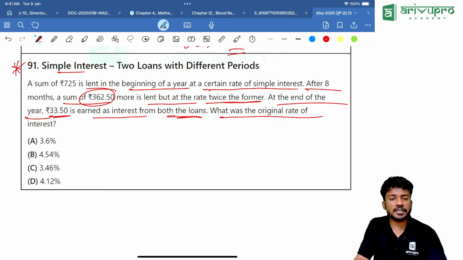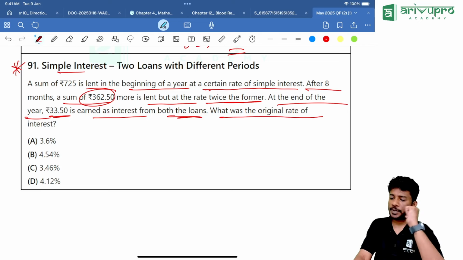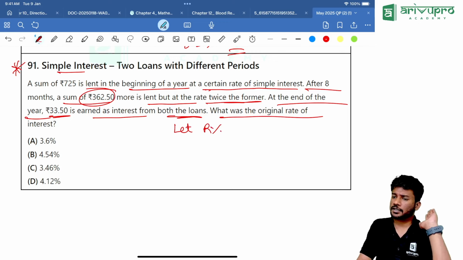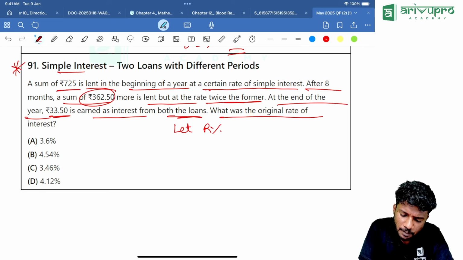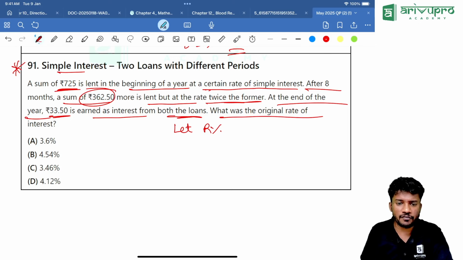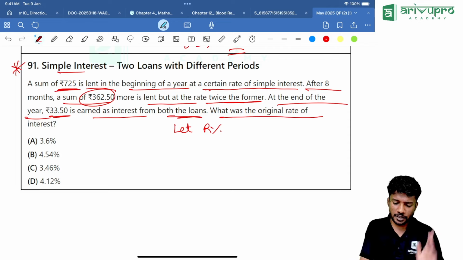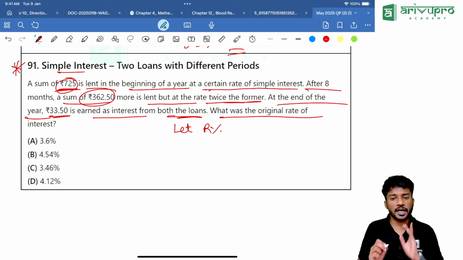What is the original rate of interest is the question. Now people, let us think that let R percentage be the original rate. Now for the first sum is what? 725. So how many years are we considering? Only 1 year. 725 is invested for 1 year completely, right?